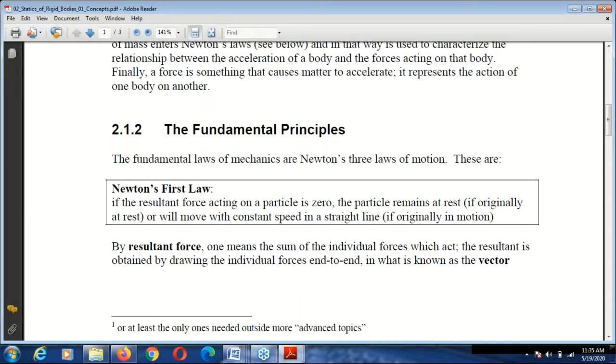Newton's second law of motion goes like this. If the resultant force acting on a particle is not 0, the particle will have an acceleration proportional to the magnitude of the resultant force and in the direction of this resultant force. I come again. By now you know the meaning of resultant force: all the forces acting on the body, the end product of it is the resultant force.